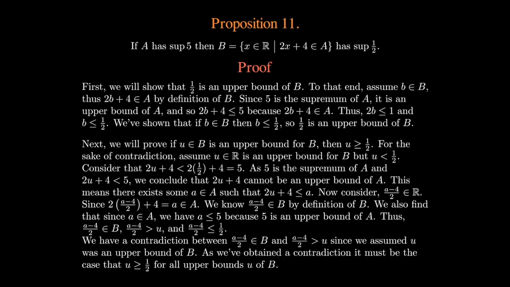Thus, (a minus 4) over 2 is in B, (a minus 4) over 2 is strictly greater than u, and (a minus 4) over 2 is less than or equal to 1/2. Given all these facts, we have a contradiction between (a minus 4) over 2 being in B and being strictly greater than u, since we assumed u was an upper bound of B. Since we've obtained a contradiction, it must be the case that u is greater than or equal to 1/2 for all upper bounds u of B.